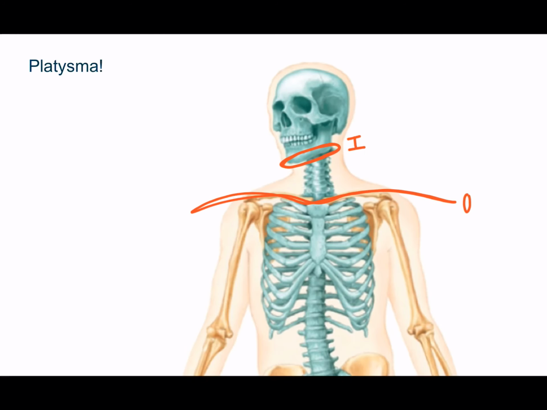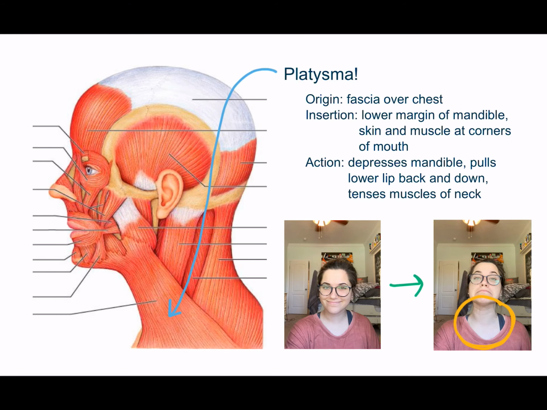As you'll see right here, it connects almost in a jagged way at this fascia right here. So it's going to originate there, and the fibers run up to the lower margin of the mandible. It's going to insert at the skin and corners of the mouth as well, which is why you can see in this picture, whenever I contract the platysma, it also makes my mouth frown.